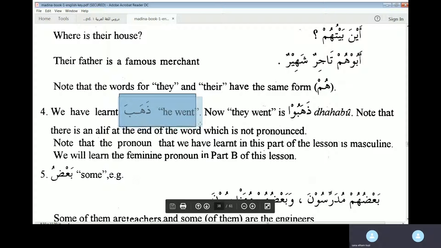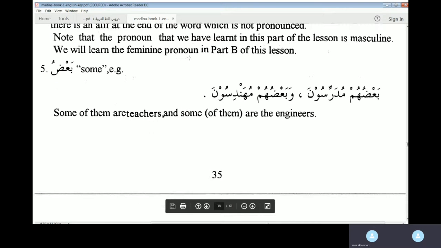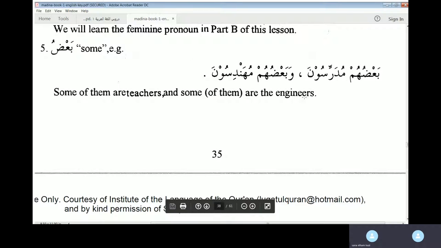We have learned Zahaba, he went. Now, they went is Zahabu. Note that there is an alif at the end of the word which is not pronounced. Note that the pronoun that we have learned in this part of the lesson is masculine. We will learn the feminine pronoun in part B of this lesson. Ba'azu, some. Example, Ba'azuhum mudarrisuna, wa ba'azuhum muhandisuna. Some of them are teachers and some of them are engineers.